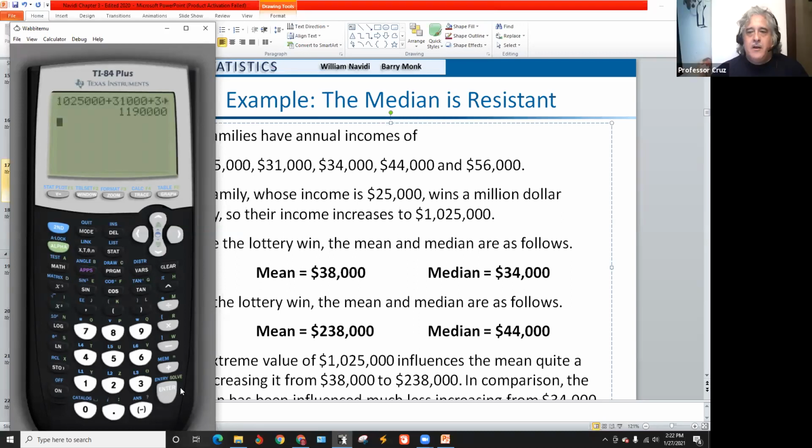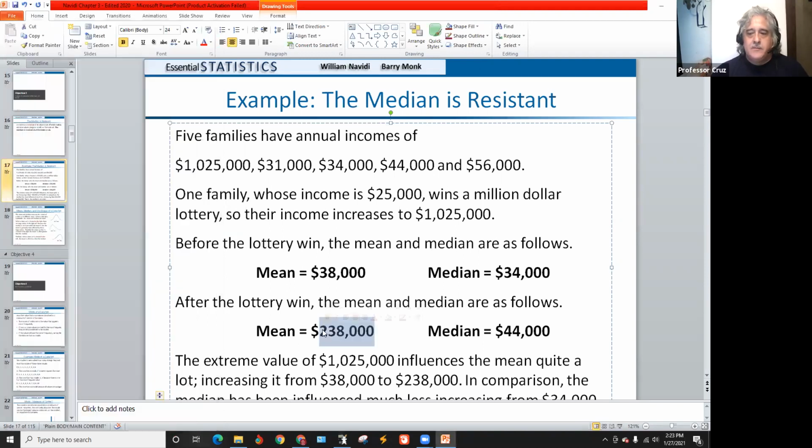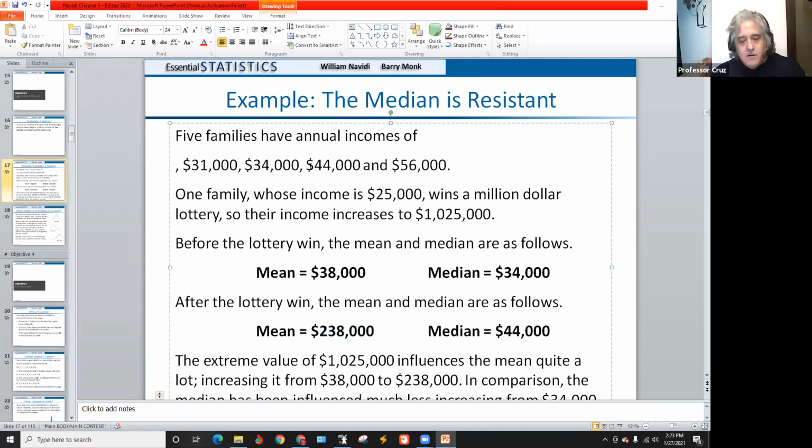Okay, so now the sum of all of them is that. So let's divide by 5. So now, see, it's 238,000 is the mean. It jumped up by $200,000. So one extreme value can skew the mean either up or down. This one's skewed up because in actuality, it's up here.